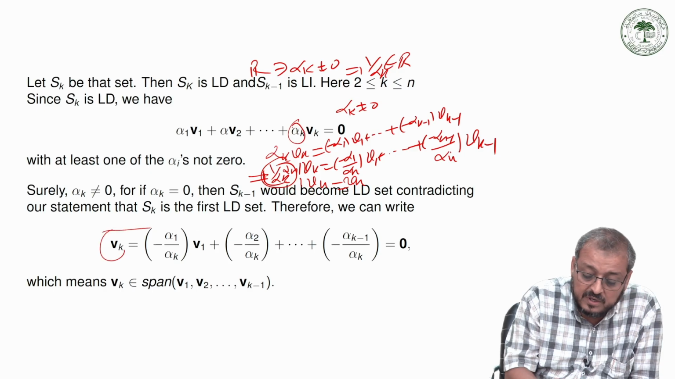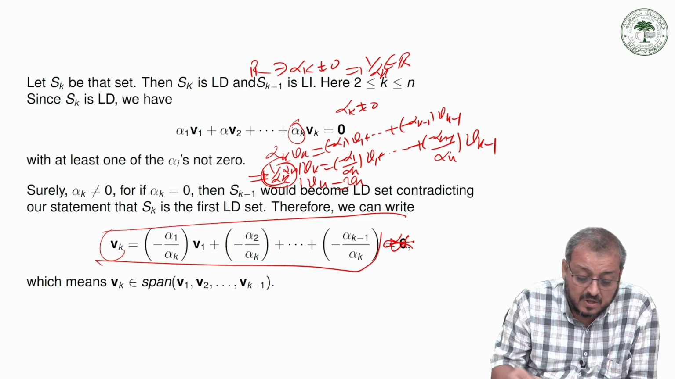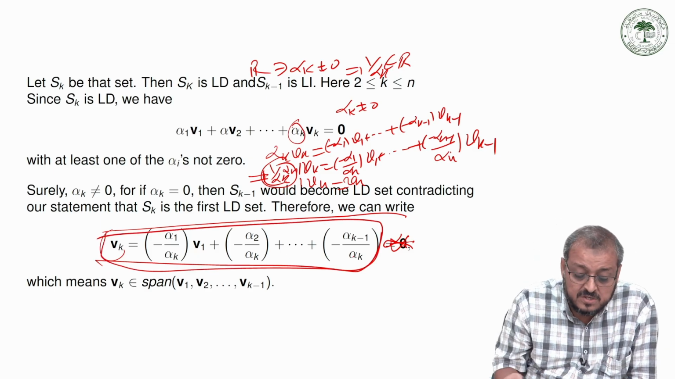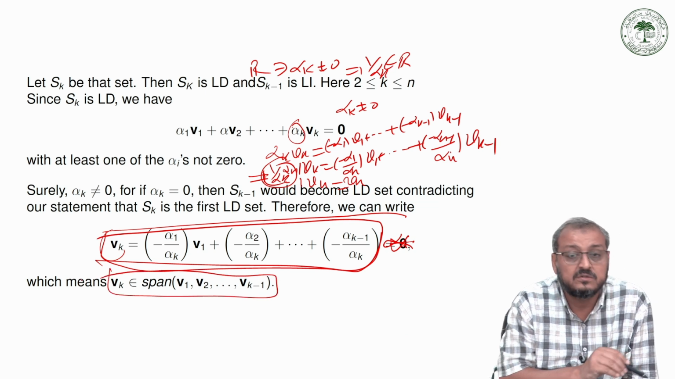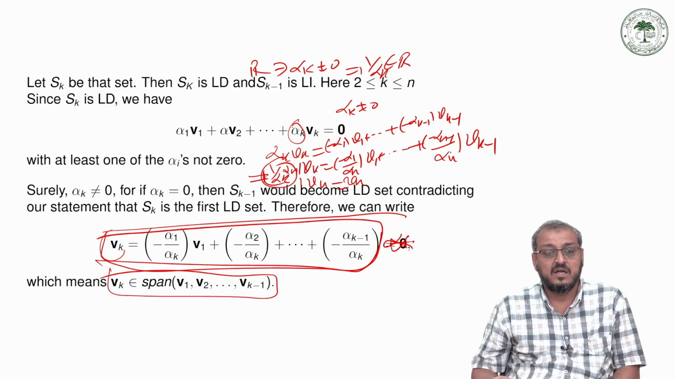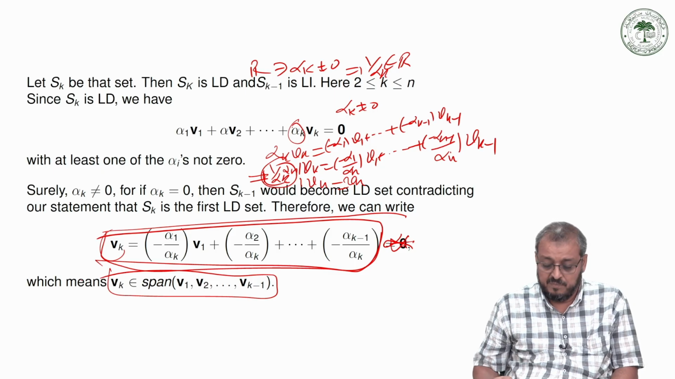So, this means v k can be written as a finite linear combination of the elements of A, this is not 0, sorry. So, v k can be written as a finite linear combination of the elements of A. Which means that this v k belongs to the span of A. So, this way we complete the proof of the theorem. This way we can say that if a vector belongs to the span of v1, v2, up to v k minus 1, then the set of vectors v1, v2, up to v k is linearly dependent.